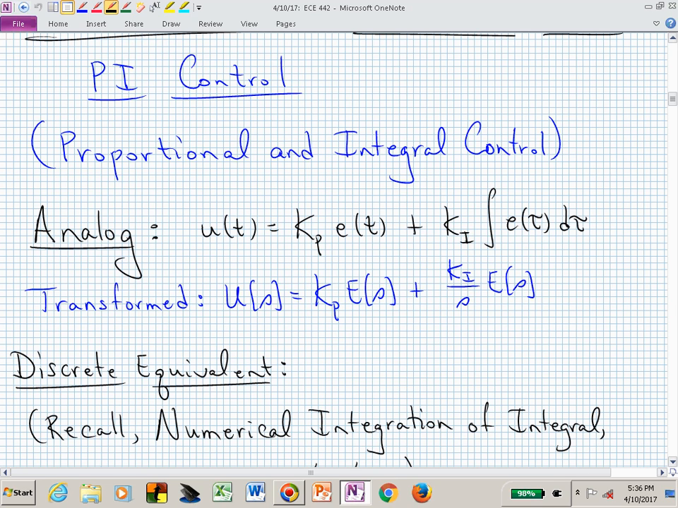But what we want to do is find out, what does a PI controller look like structurally for a discrete time system, Z domain?